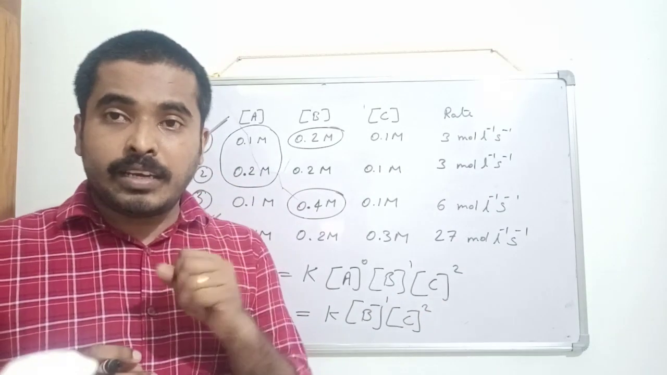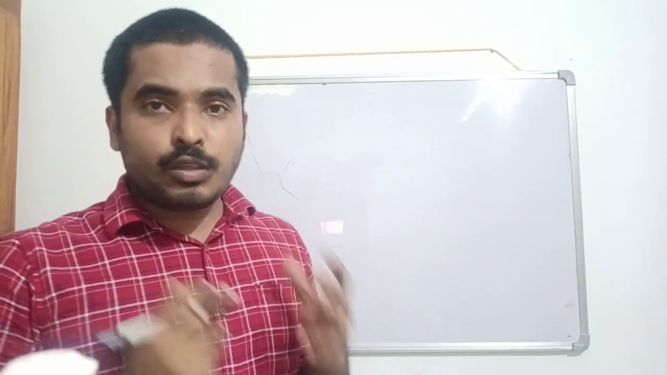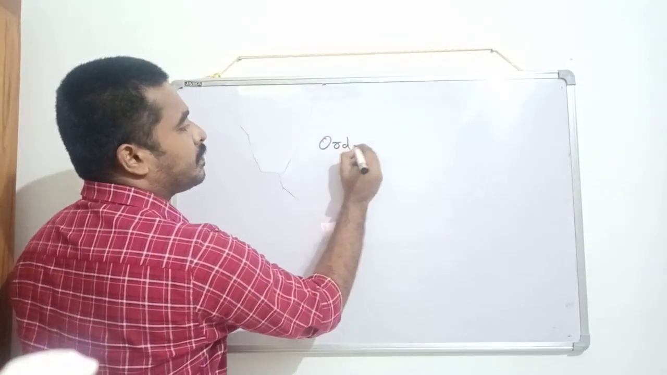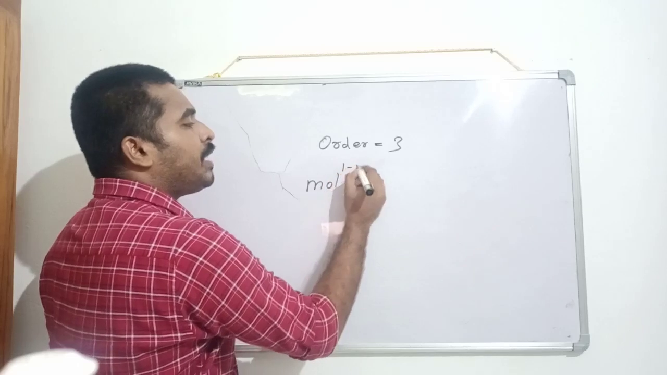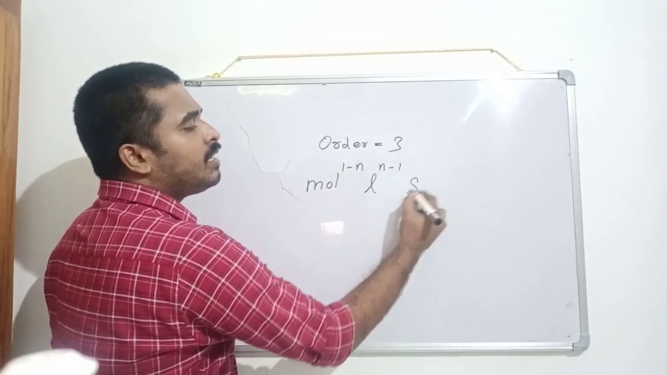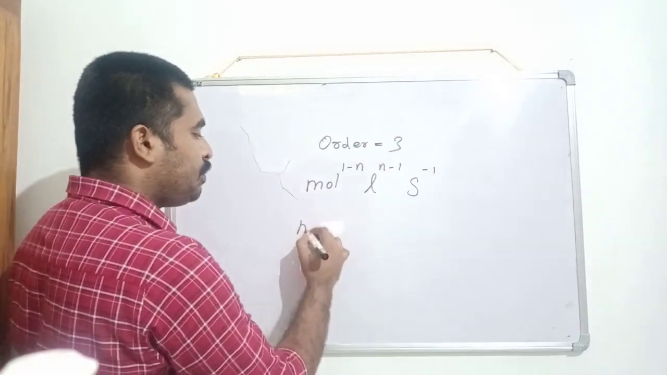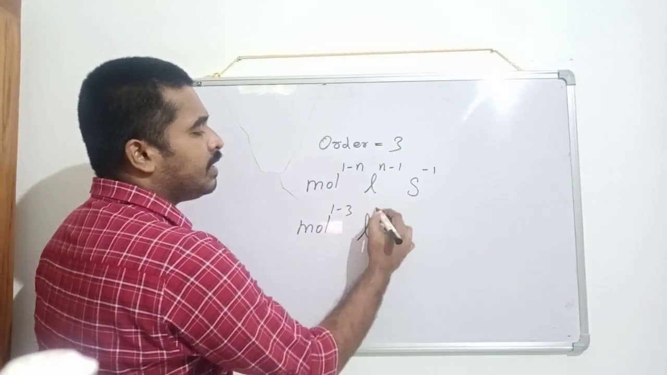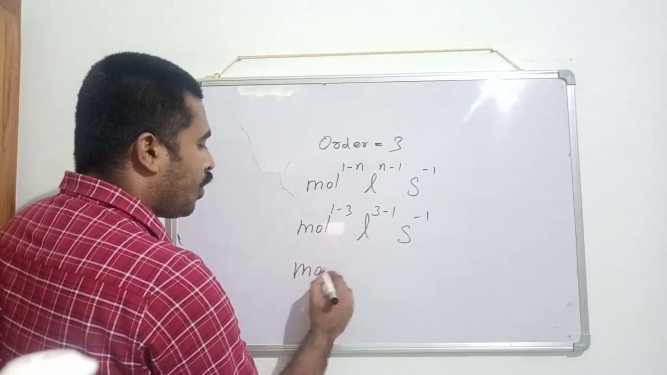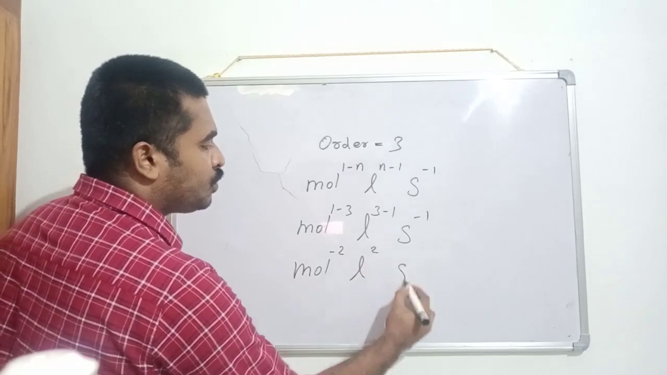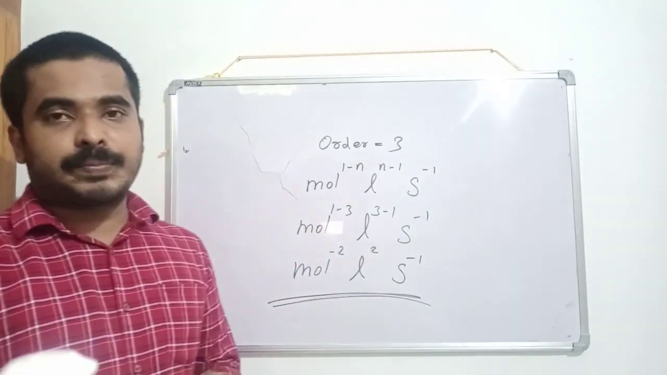Last one more question is remaining, unit of rate constant. Let's see how to find out unit of rate constant. We got order equal to 3. So unit of rate constant is mole raised to 1 minus n, liter raised to n minus 1, second inverse. Substitute n equal to 3. So the answer will be mole raised to 1 minus 3, liter raised to 3 minus 1, second inverse. So the final answer is mole raised to minus 2, liter raised to 2, second inverse. Okay, this is very, very important.